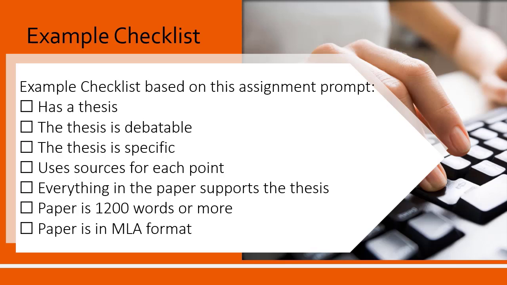Here's an example checklist based on this assignment prompt. You'll want to make sure your paper has a thesis, that the thesis is debatable, that the thesis is specific. You'll want to use sources for each main point. Everything in your paper should support that thesis, and your paper should be 1,200 words or more and in MLA format. A simple checklist like this will give you some guidance in what should be included in your paper.